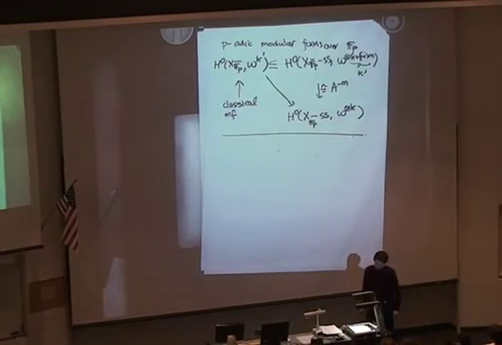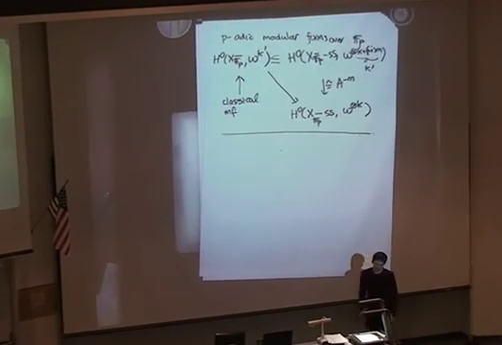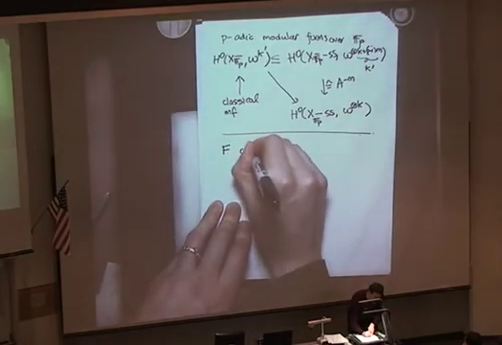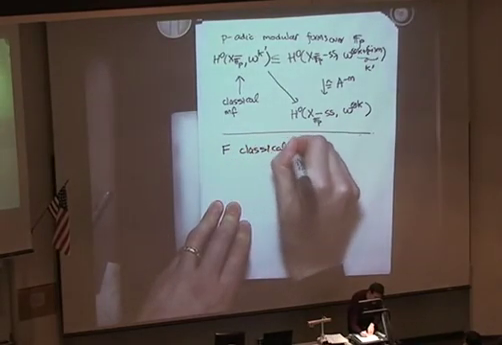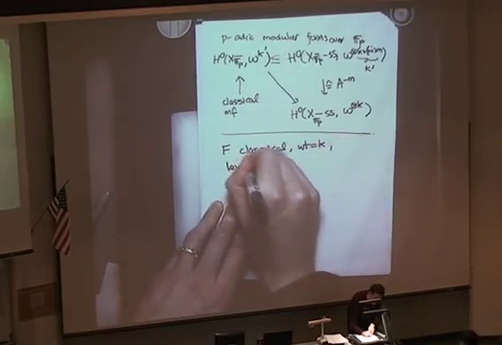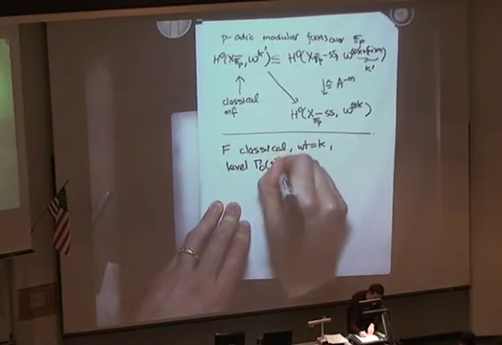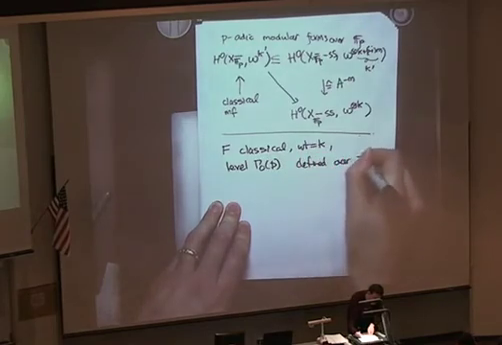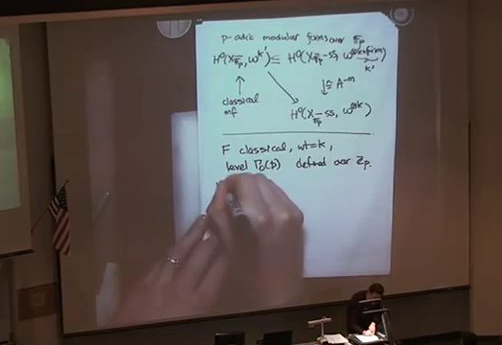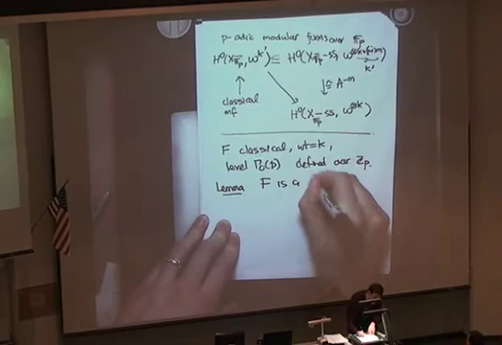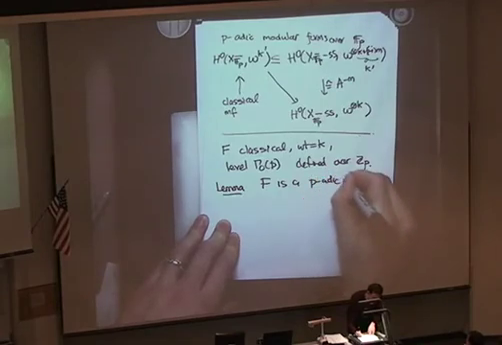Here's another example, and this is maybe even the most important example. So suppose that f is a classical modular form of weight k, level Gamma_0(p), and we'll say it's also defined over Z_p. So the lemma is that f is a p-adic modular form.